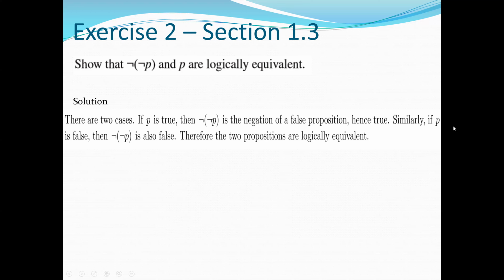Similarly, if P is false, then not P will be true, so not true will be false. Therefore, the two propositions are logically equivalent. Because if P is true, not not P will be not false, and not false is the same as true.